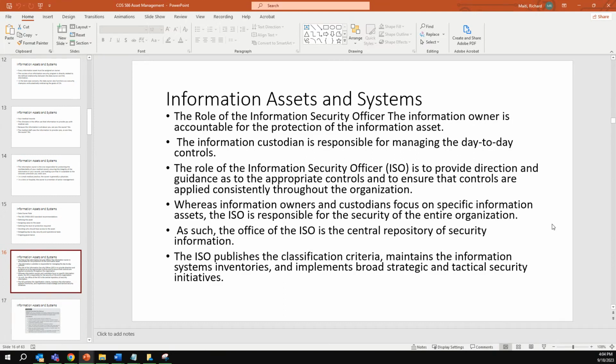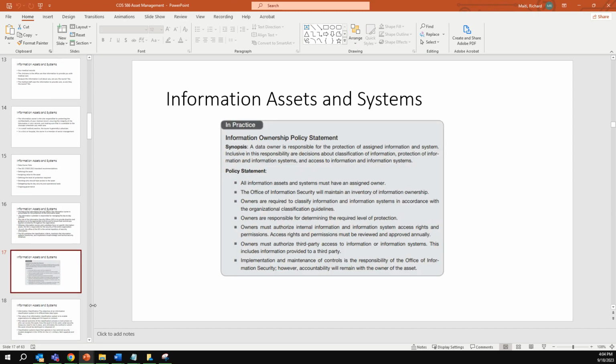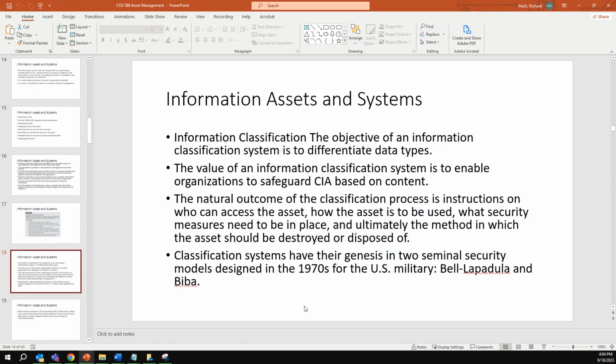So we move on to the role of the information security officer. The information owner is accountable for protection of the information asset. The information custodian handles the day-to-day controls. The information security officer provides direction and guidance on the appropriate controls. The information owner and custodians focus on a specific information asset. So these are some of the policies, for example the information ownership policy statement, and what it includes.